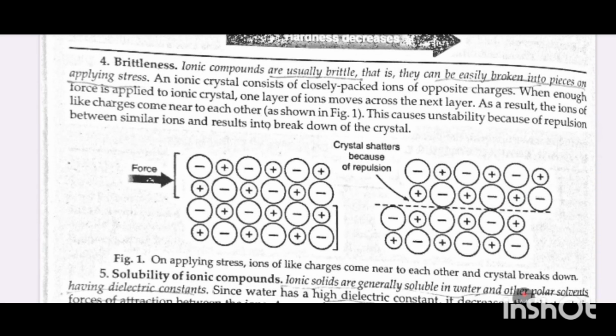Brittleness. Ionic compounds are usually brittle, that is, they can be easily broken into pieces on applying stress. An ionic crystal consists of closely packed ions of opposite charges. When enough force is applied to ionic crystals, one layer of ions moves across the next layer. As a result, the ions of like charges come near to each other. This causes instability because of repulsion between similar ions and results in breakdown of the crystals.